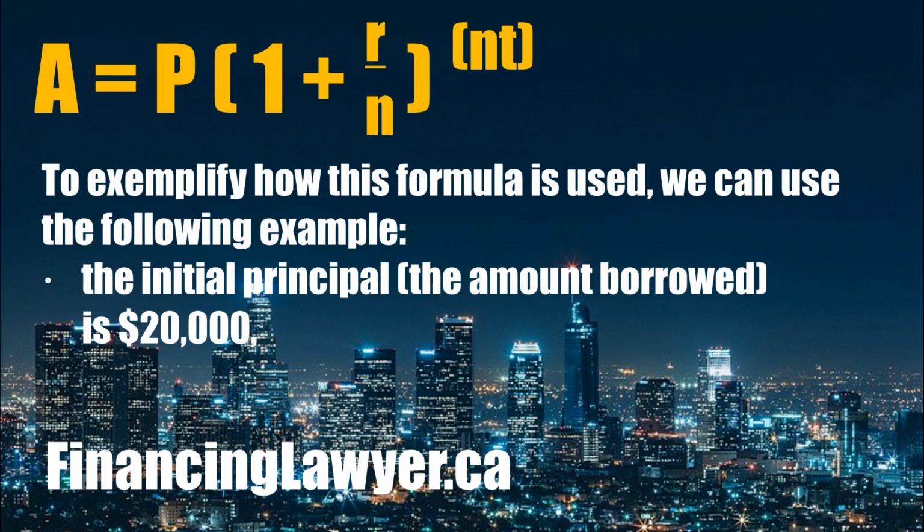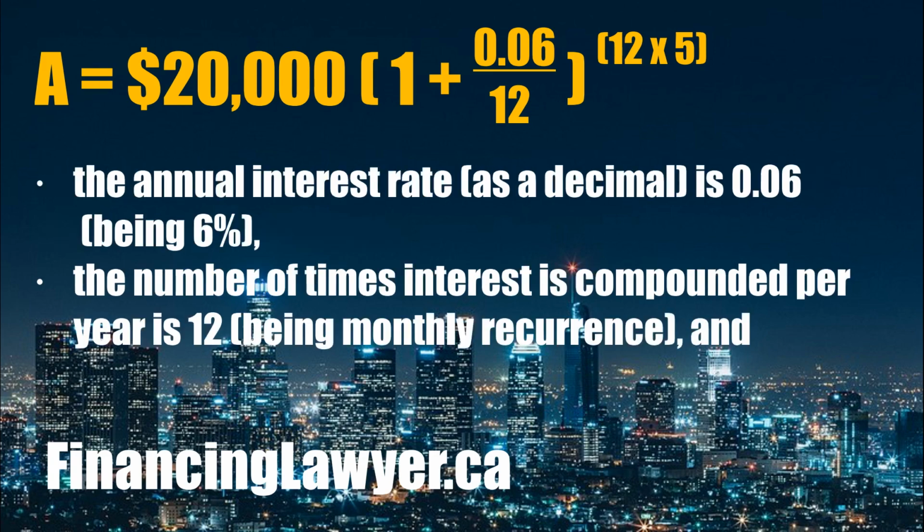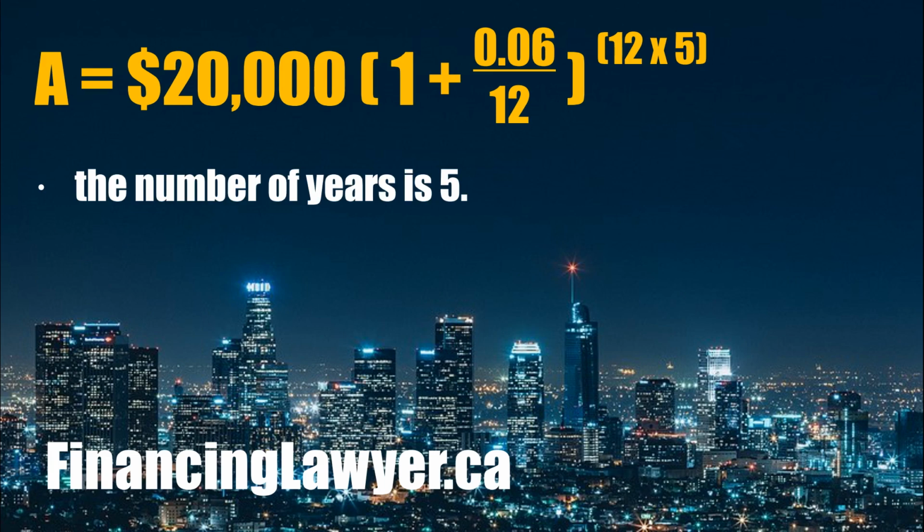To exemplify how this formula is used, we can use the following example. The initial principal, the amount borrowed, is $20,000. The annual interest rate as a decimal is 0.06, being 6%. The number of times interest is compounded per year is 12, being a monthly recurrence, and the number of years is 5.